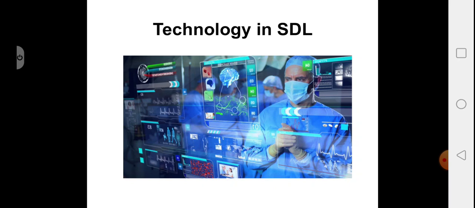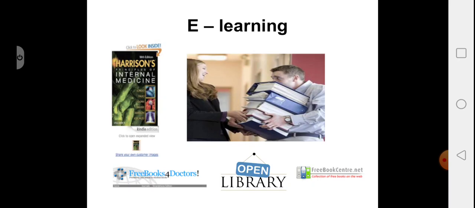Looking into technology in SDL, e-learning is the best platform. Rather than carrying heavy books from the library, them being available or not, you can download several e-books from the internet. There are several sites like Library Genesis, Free Book Center, Free Books for Doctors, and so on, where a variety of books are available.